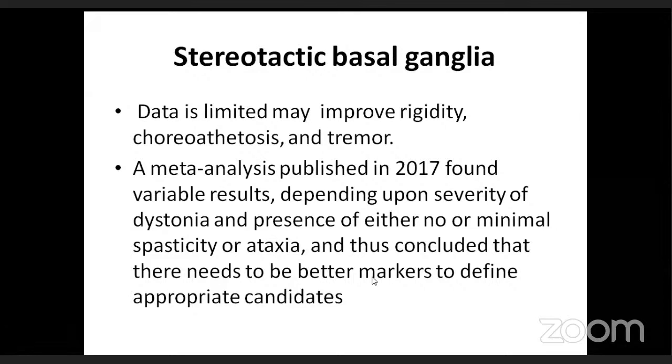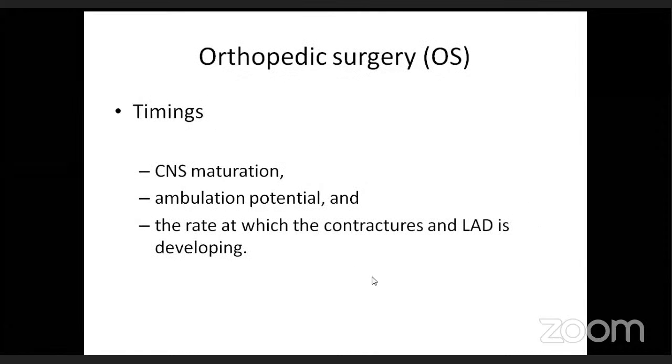There was a meta-analysis published in 2017, which found some variable results depending upon the severity of dystonia and presence of either minimal or spasticity or ataxia. And they found that there needs to be better markers to define the appropriate candidate for such radical stereotactic basal ganglia stimulation.